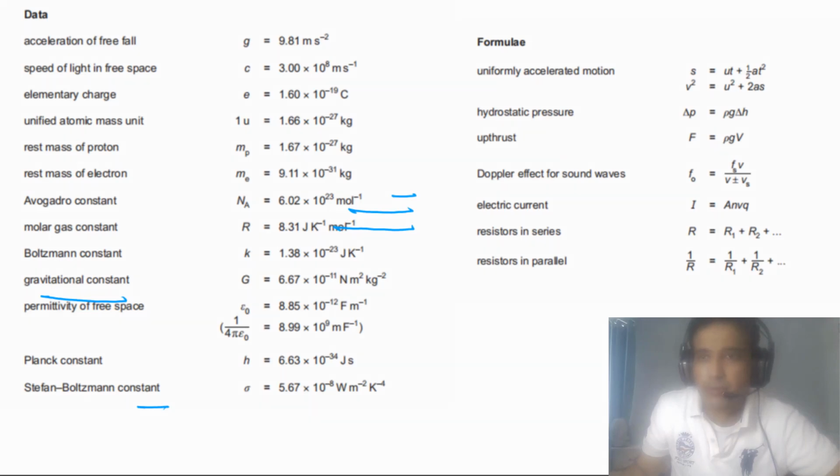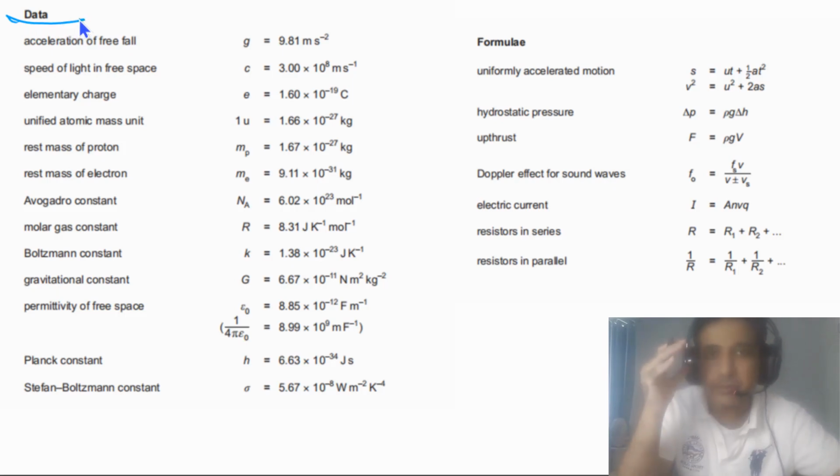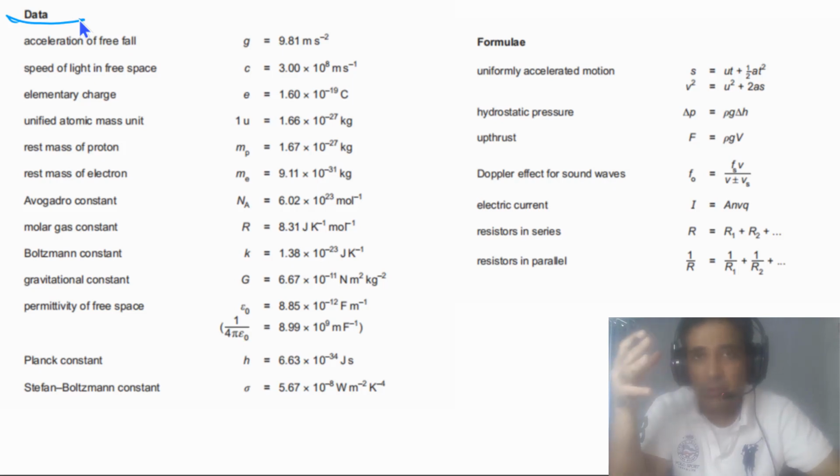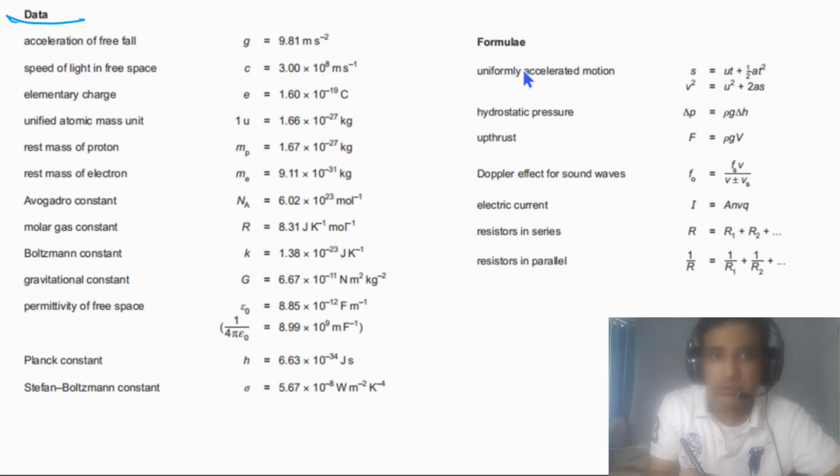On the second page of the exam paper, some important data is given to you, which means values of some important constants are given. In the exam, if you need the value of any constant, you can come to the second page and find it. Also on the same page you can see some basic and important formulae.